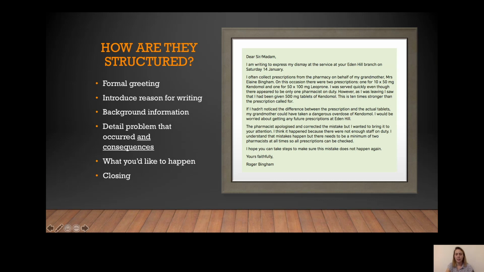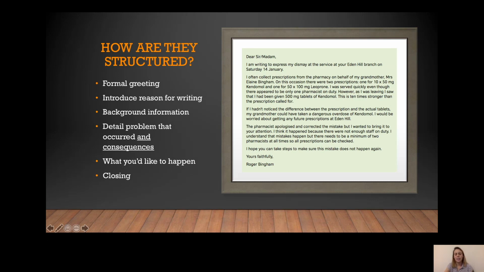So this person here has said, "I am writing to express my dismay," so disappointment, "at the service at your Eden Hill branch on Saturday the 14th of January." So he's writing to the owner of a pharmacy. He was wanting to go and collect medication for an elderly adult.